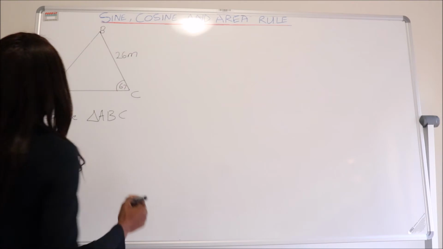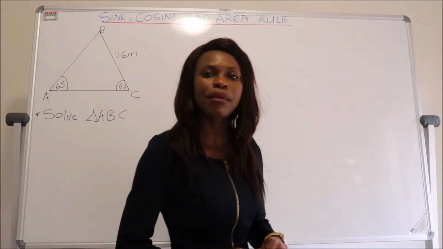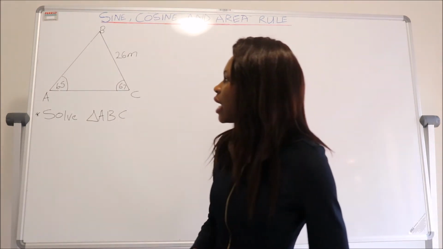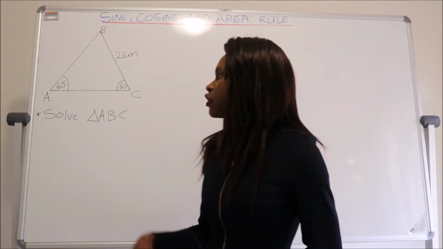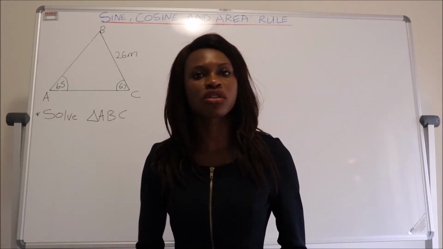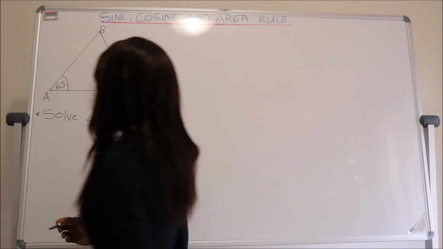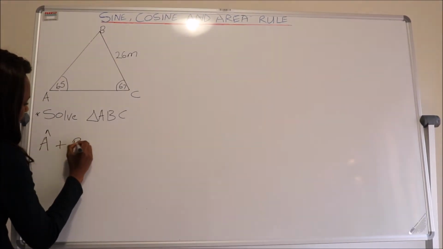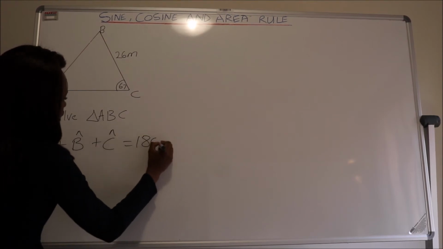Then let's first find the angle of B. Remember, I told you guys that the sum of angles of a triangle is equal to 180 degrees. That means that angle A plus angle B plus angle C is equal to 180. As you can see, we already have two known angles, so it will be quite easy to solve for the unknown angle, which will be the only unknown in terms of angles. Alright, then angle A plus angle B plus angle C is equal to 180 degrees.